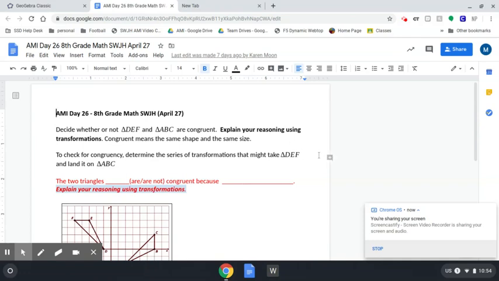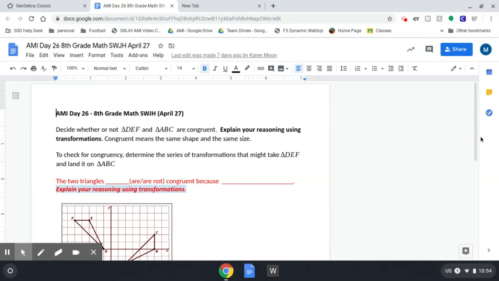So let's read the question. Decide whether or not triangle DEF and triangle ABC are congruent. Explain your reasoning using transformation. Congruent means the same shape and the same size. So to check for congruency, determine the series of transformations that might take triangle DEF and land it on triangle ABC. The suggested format for you to answer this question is simply: the two triangles are or are not congruent because, what transformations did we use?